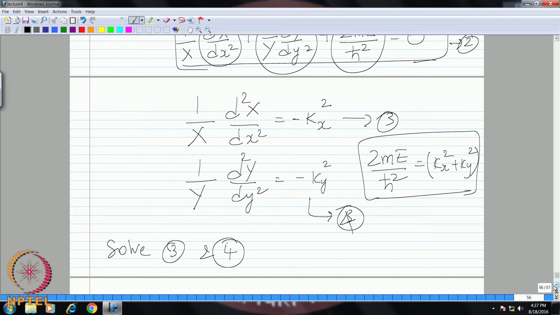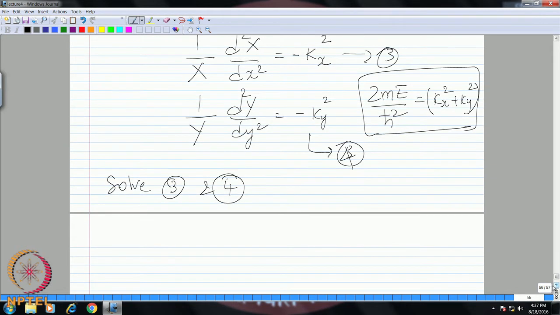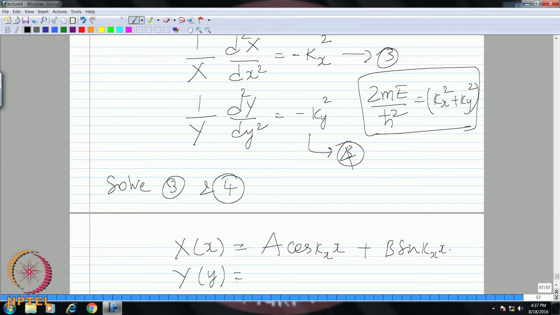So, what do you have? It is similar to the earlier case in the one dimensional space. So, X of x will be again, yeah, let us say a cos k x of x plus b sin k x of x. Similarly, Y of y, let us say something like c cos k y of y plus d sin k y of y. Okay.